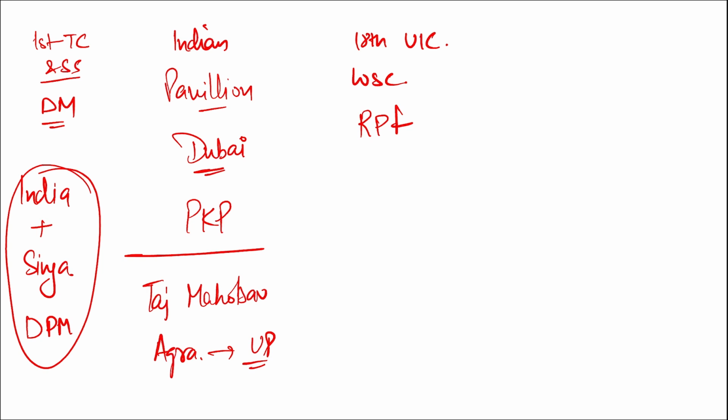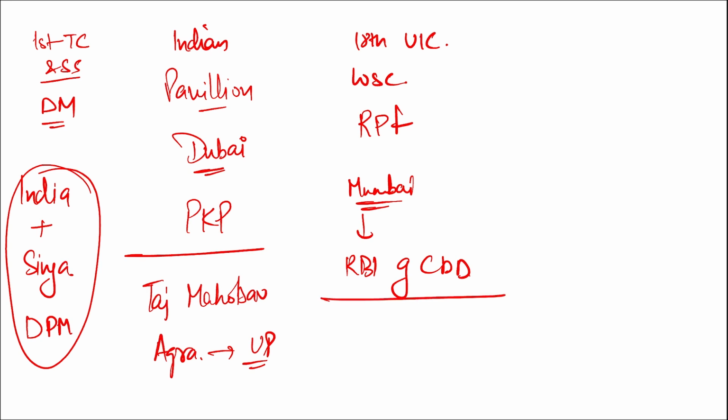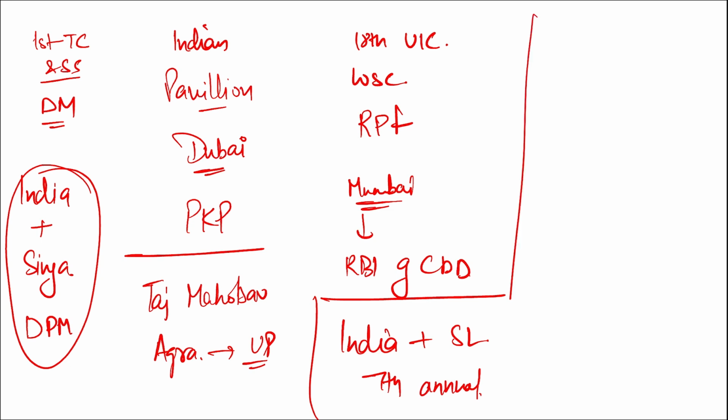Then next tell me, Mumbai's Churchgate station will be renamed after RBI Governor C.D. Deshmukh. Then recently the 7th annual defense dialogue was held between which two countries? It was between India and Sri Lanka that we hosted the 7th annual defense dialogue.